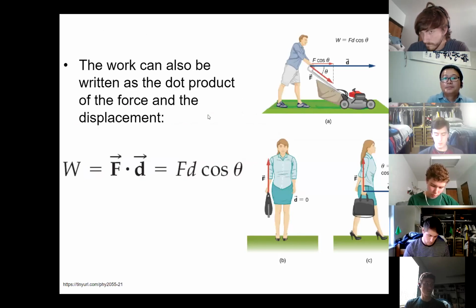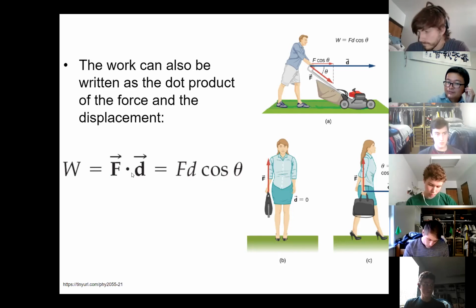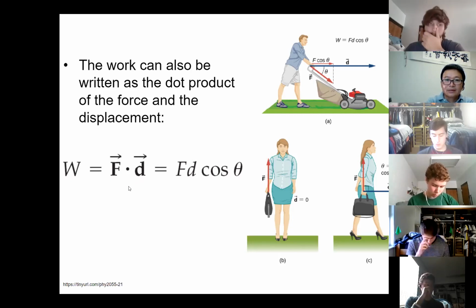You can think about it another way here. Because work is equal to F times D times cosine theta, this is actually equivalent to doing a dot product of the force vector and the displacement vector. Remember when we talked about product multiplication, if you have two vectors, there is the dot product. If you do F dot D, then it's F D cosine theta. So you can express it in vector form as well.